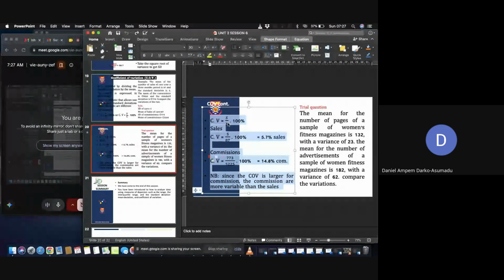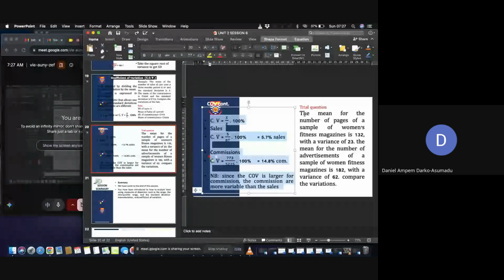So the standard deviation for sales is 5, and the mean is 87, times 100. It gives you 5.7% for sales. Then for commission, the standard deviation is 773 over the mean of 5,225 times 100. It gives you 14.8% for commission. Since the coefficient of variation is larger for commission, it means that commissions are more variable than the sales. That is what it implies here.